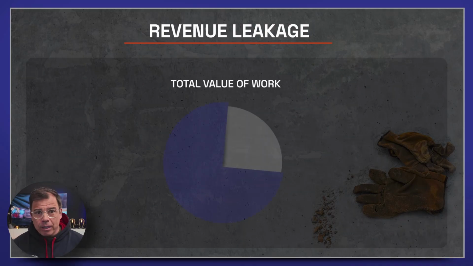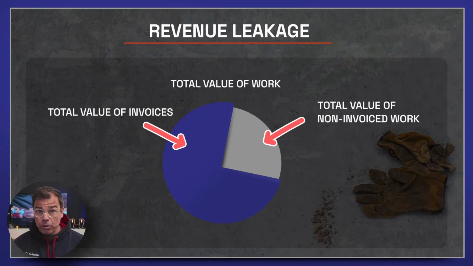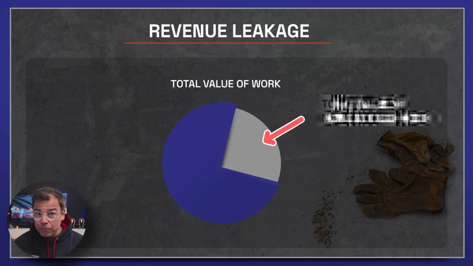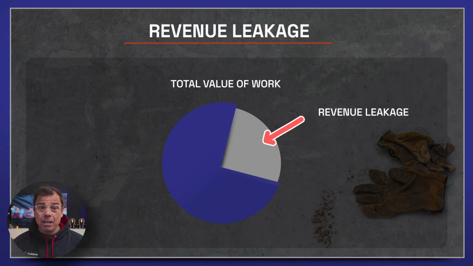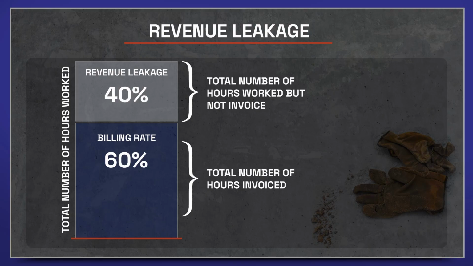So, what is in fact revenue leakage? How do you define it? Well, revenue leakage is the total value of the work that you could have invoiced for, but for whatever reason didn't. For all intents and purposes, it's money that you leave on the table. So let me give you an example. If your billing rate is 60%, your revenue leakage is 40% of your business's full revenue potential.